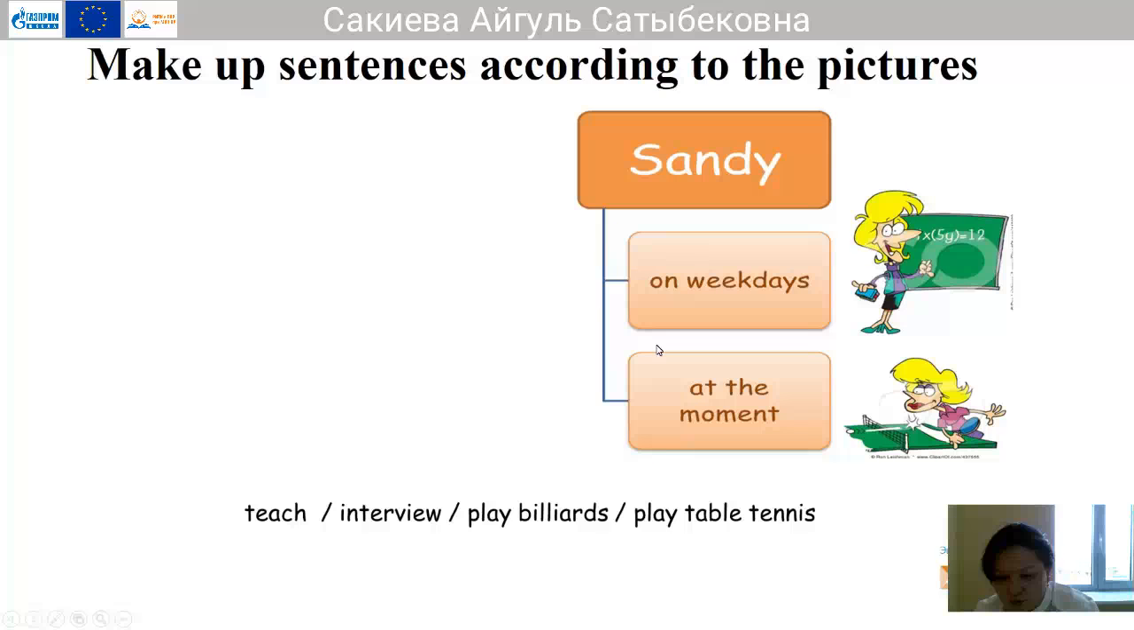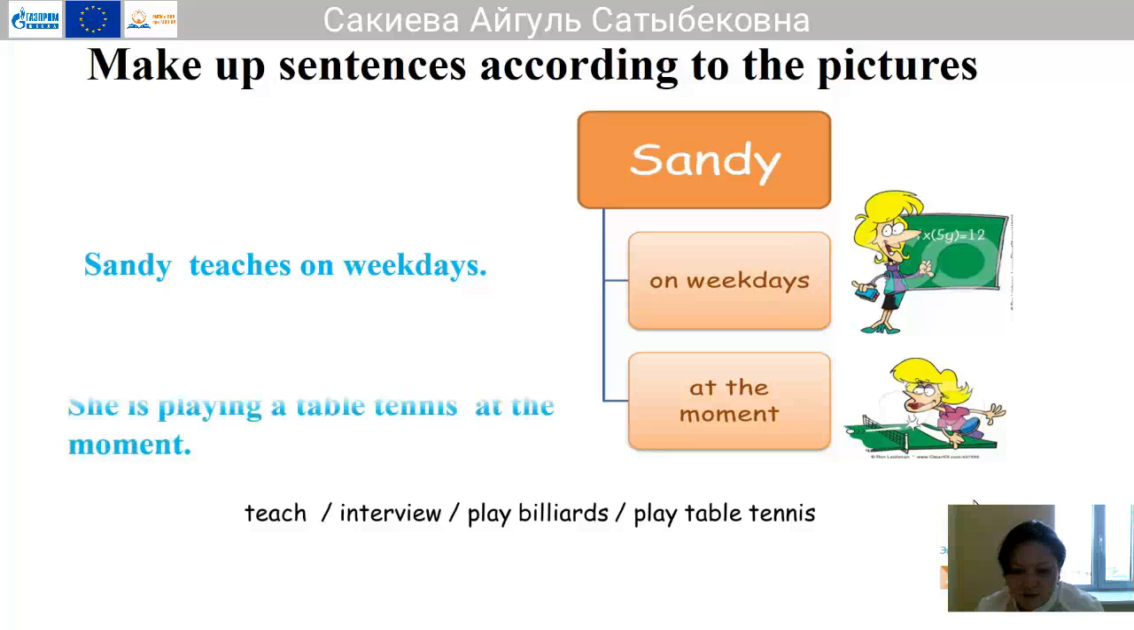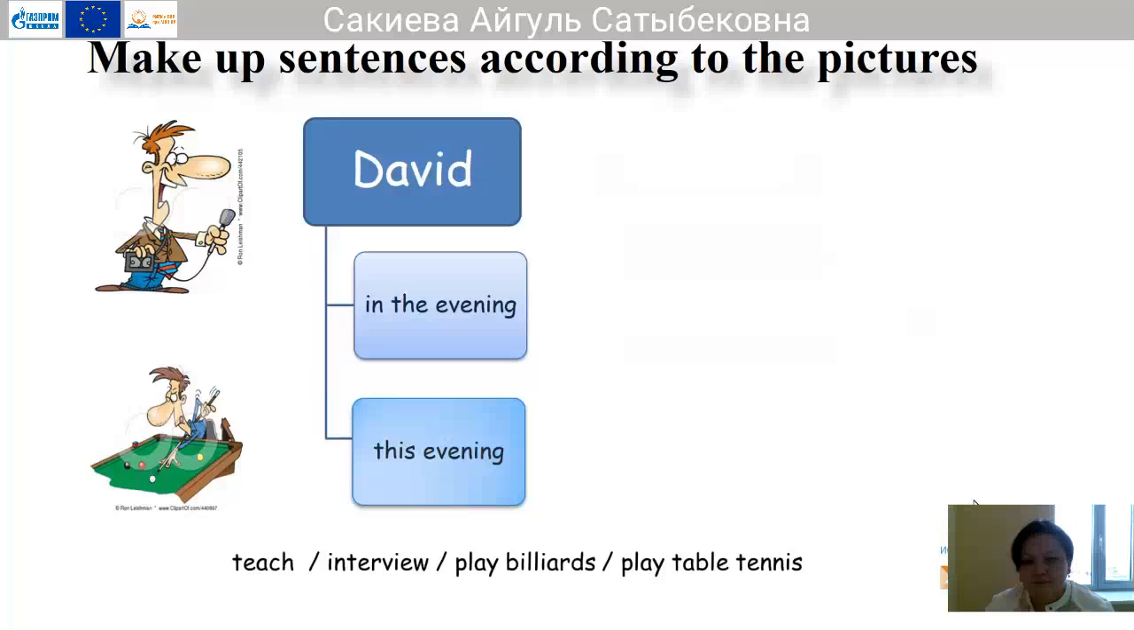She studies on weekends, yes? But do we have the word study? No, we don't have. We have only the word teach. Okay, good. She teaches on weekdays. Yes, you're right. And what is she doing right now? At the moment, what is she doing at the moment? Guys, work faster, we have little time. She's playing table tennis. Okay, good. Next, David. Again, use the words or phrases from the bottom of the slide.